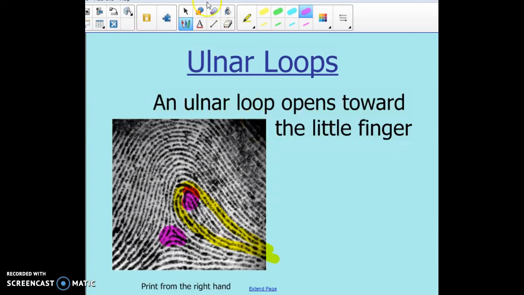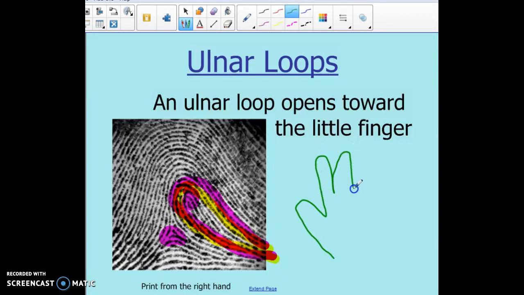Now there's 2 types of loops: ulnar and radial. An ulnar loop opens towards your little finger. So if your hand is palm down, and you were looking at this print from your right hand, say that this was your right index finger, you can see it's entering and exiting right here. It's going towards where your little finger is. So if this was your hand, here's your thumb, and then here's your pinky, and we were talking about this finger, remember we're palm down. You can see it's entering and exiting towards your little finger.